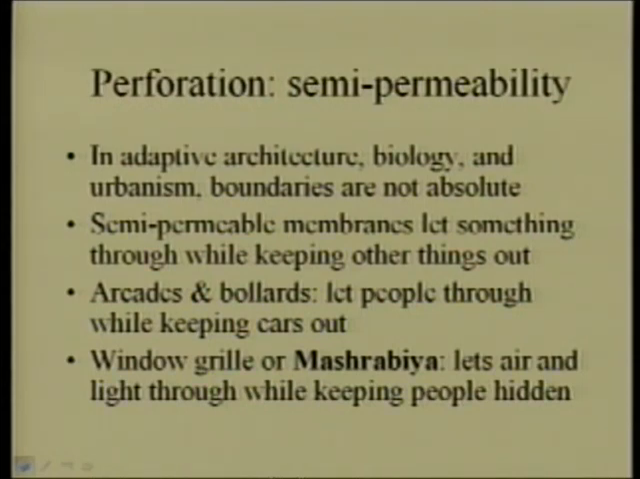A lovely semi-permeable membrane is a mashrabiyah, used as the window grill in traditional Islamic architecture. Usually made out of wood, it is a perforated screen. It lets air and light through while keeping people hidden from the outside. Because of the light conditions, if you're inside the house with a mashrabiyah, you can go up to it and look outside, but somebody on the street cannot see who's behind it. So something that arose from strictly a cultural requirement in Islamic culture is a wonderful semi-permeable membrane.